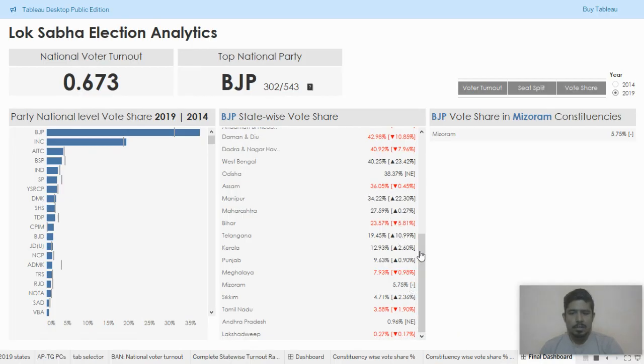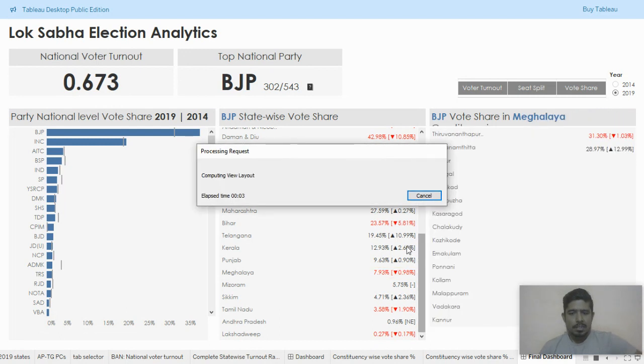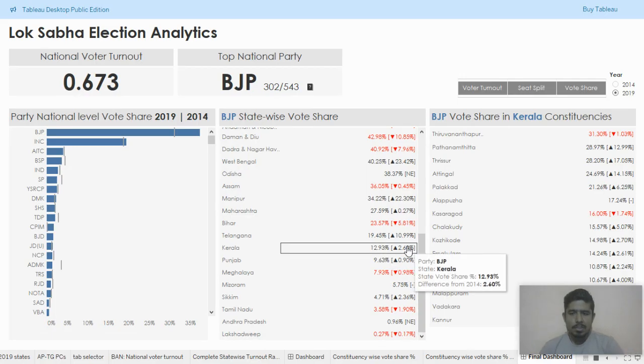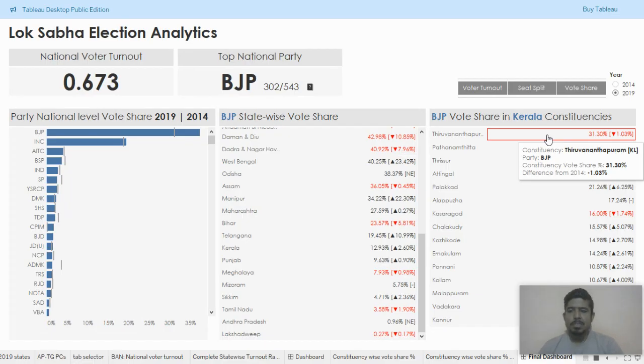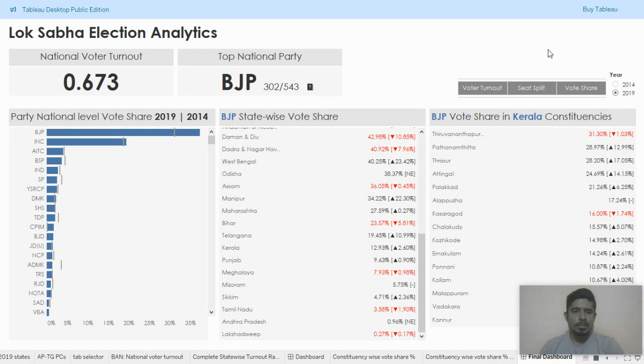Now, if I hover over any of these values, let us say I am clicking on Kerala, then I am able to see all the constituencies of Kerala and the vote share of BJP from that constituency. For example, in Thiruvananthapuram, BJP received 31.3 percentage of the total votes of Thiruvananthapuram, which is 1.03 percentage down in 2019 as compared to 2014. So this is all about the analytics presented in this dashboard.